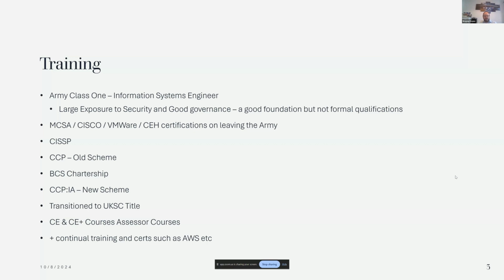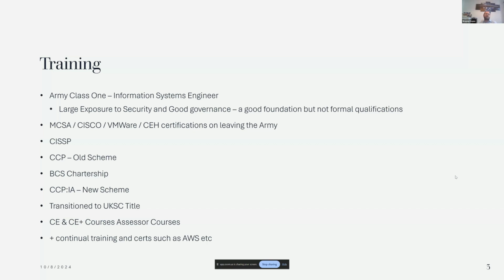Then it transferred to a new scheme, more paperwork, more applications, sitting foundation boards, just talking, interviewing. Got certified there. And then it transitioned to the new titles. So obviously, again, more paperwork, but I did transition across. I did some CE Plus assessor training. It's that continual development and getting these certifications to show that you can do these things and that you're staying current. For me, I felt it's much more prominent as a non-grad that I needed to demonstrate this.